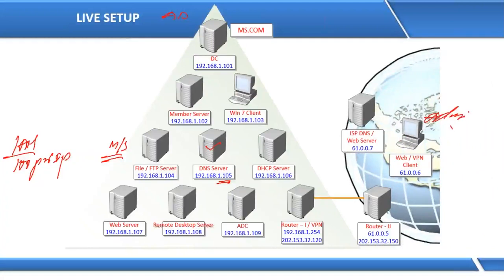As an admin, I'm sitting on a home PC. I'm creating one VPN connection. So now tell me, by using this VPN connection through this RAS server, can we connect to my private network or not here? We can access the resources. So in the real time, your network should be like this.